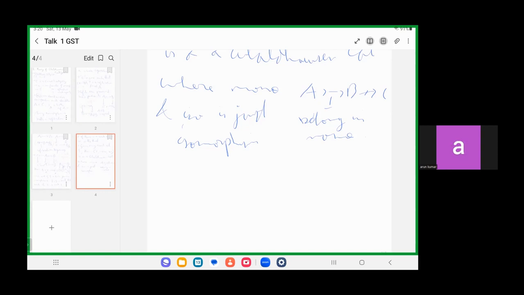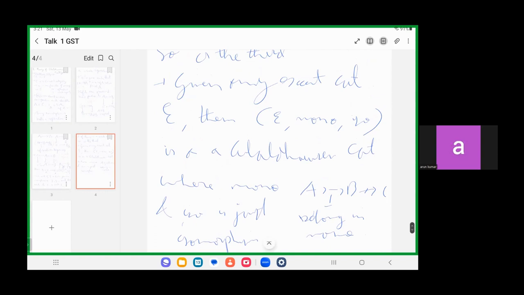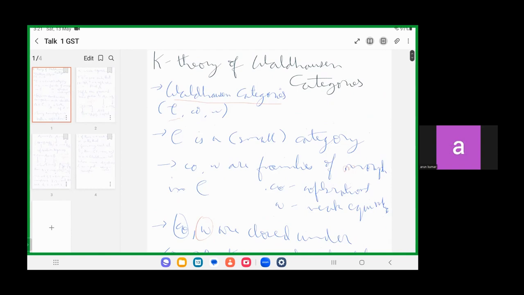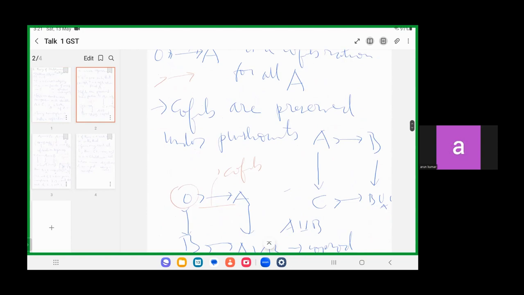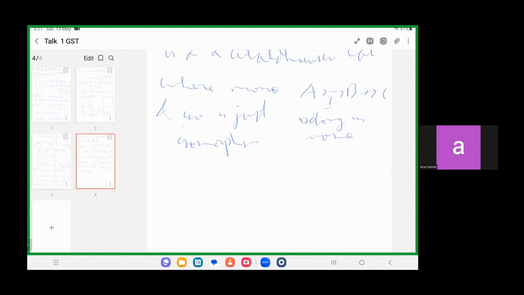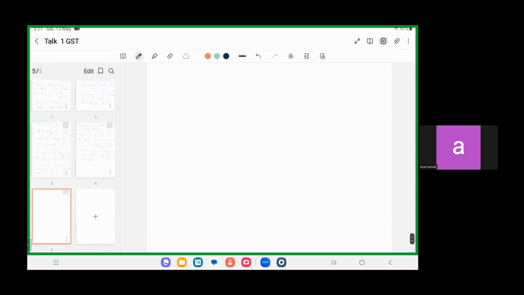So this is the general definition of a Waldhausen category. We want to define the algebraic K-theory space of a category such as this, and the way we do it is using Waldhausen's S dot construction. So let's go to that, and we will just start on a new page.